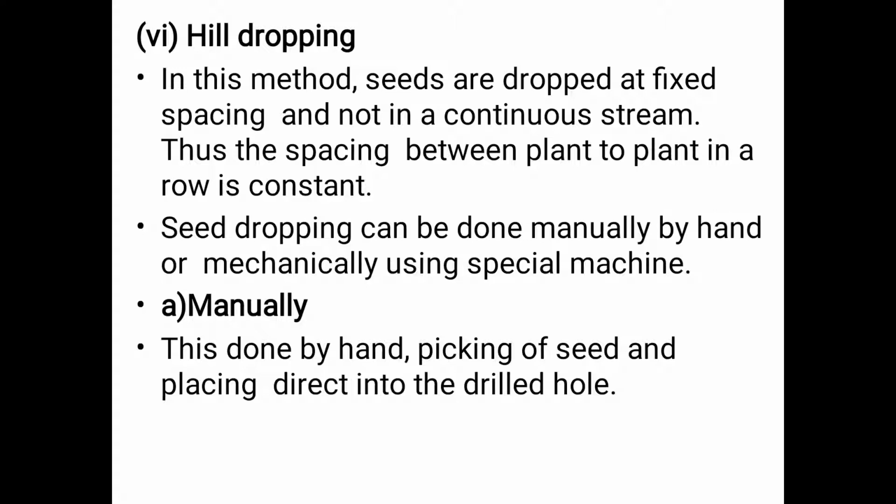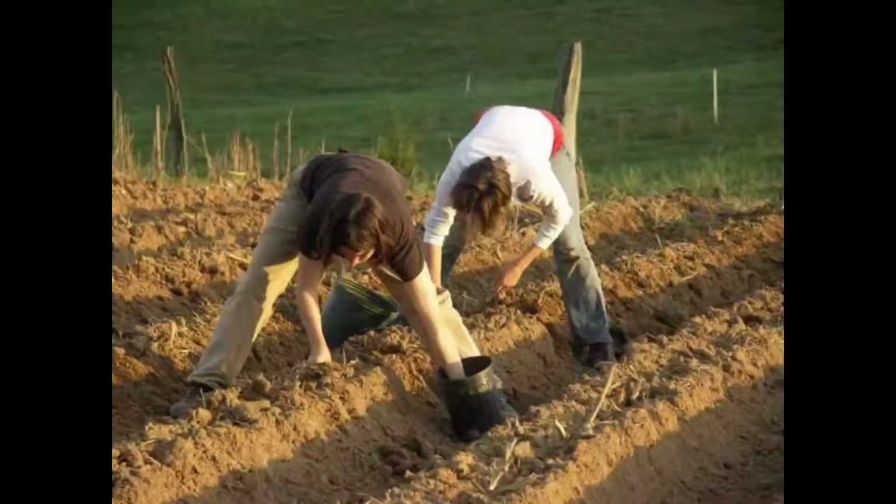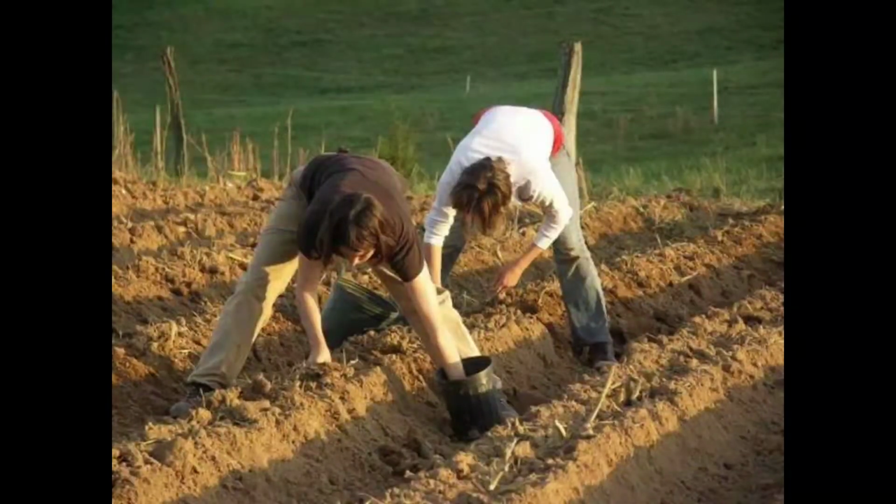Hill dropping. In this method, seeds are dropped at fixed spacing and not in a continuous stream. Thus, the spacing between plant to plant in a row is constant. Seed dropping can be done manually by hand or mechanically using specially designed machines. Number first, manually. This is done by hand picking of seed and placing it directly into the drilled hole. See here, these two persons are using this manually operated drilling machine to place the seed inside the soil.